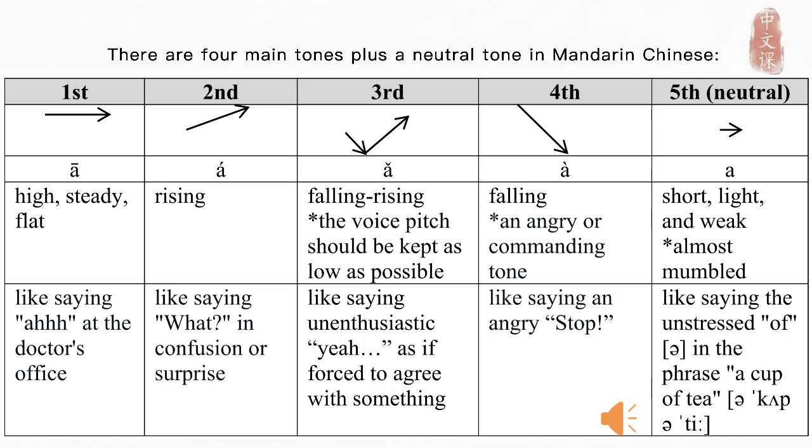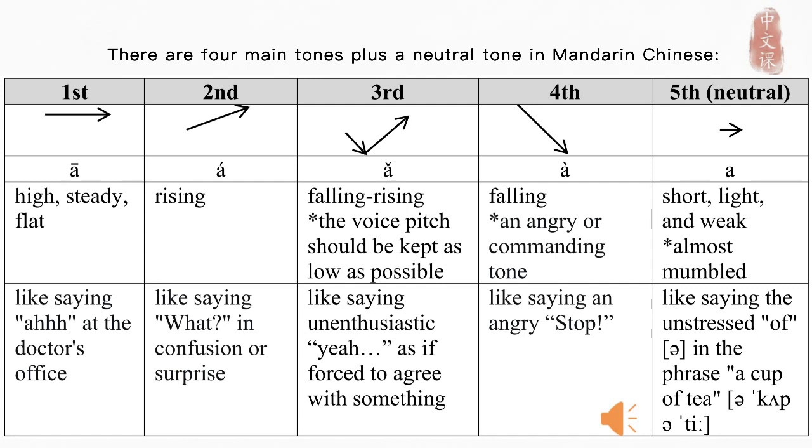There are 4 main tones plus a neutral tone in Mandarin Chinese. The first tone is high, steady, flat, like saying ah at the doctor's office. The second tone is rising, like saying what in confusion or surprise. The third tone is falling, rising. The voice pitch should be kept as low as possible, like saying an enthusiastic yeah, as if forced to agree with something.